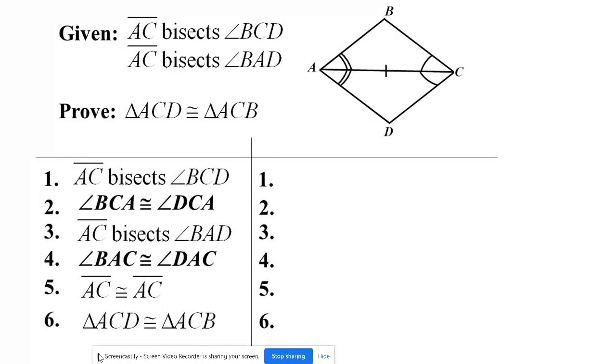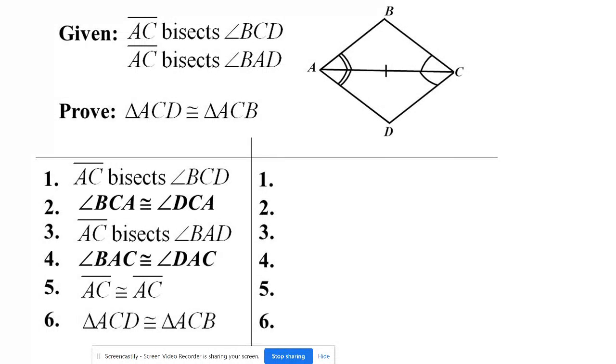So follow closely with this and think back to some of the vocabulary you've learned earlier in the year or maybe even in earlier classes. So the first thing given to us, it says AC bisects angle BCD. So I'm going to write that as given. It's given to us.